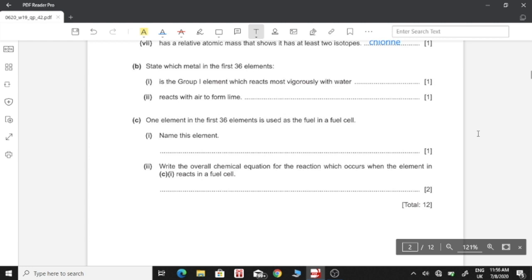B. State which metal in the first 36 elements is the group 1 element which reacts most vigorously with water. Alright, so this is potassium because in group 1 the reactivity increases as we go down the group. So lithium is the least reactive metal, with the reactivity increasing from lithium to sodium to potassium, and the rest of the 3 elements in the first group are not normally found in laboratories, so we consider potassium the most reactive.